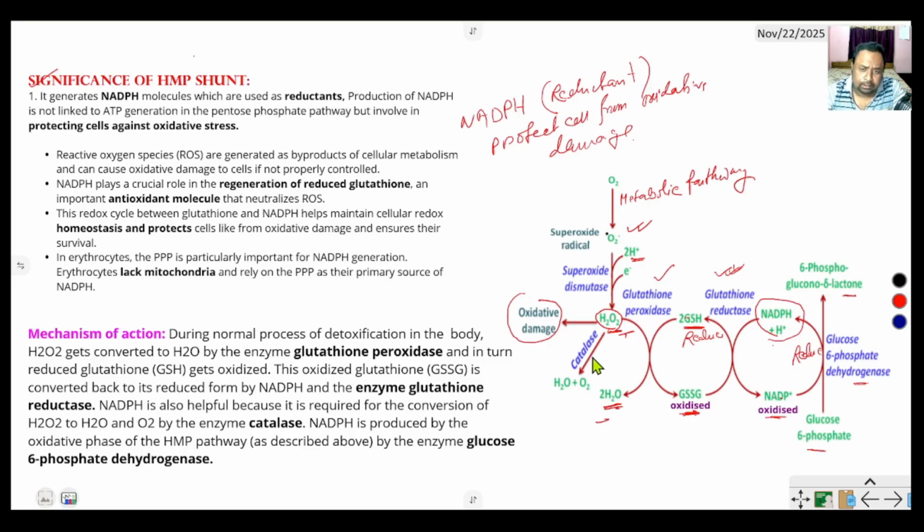In another reaction, in the presence of the catalase enzyme, NADPH is required to convert hydrogen peroxide. So when hydrogen peroxide is formed in our body, which is highly toxic, it is converted into H2O and water in the presence of NADPH plus H plus produced by the pentose phosphate pathway. So our cells are protected from oxidative damage.